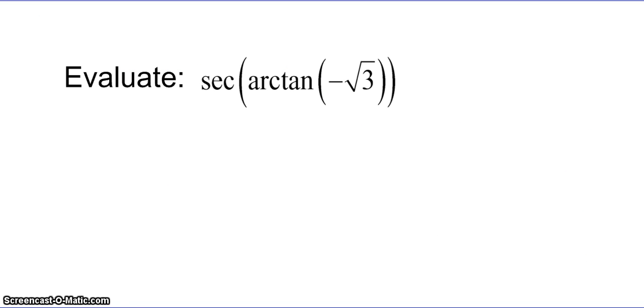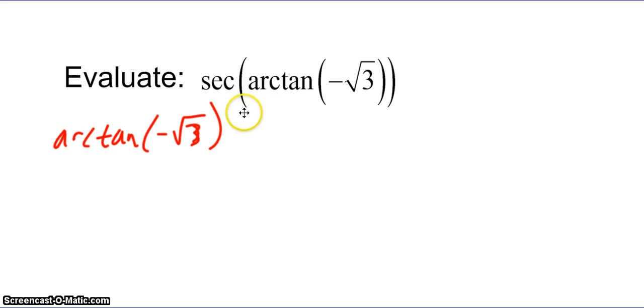Alright, so now what if we have the composition of these? So here I want to evaluate the secant of the arc tangent of negative root 3. So treat this just like we would the composition of other non-trig functions. So first figure out, well, what is the arctan of negative root 3. So negative root 3 is within my domain of the arctangent function. So now at what angle within the range of the arctan function does tangent equal negative root 3? Well, that's going to be at negative pi thirds.